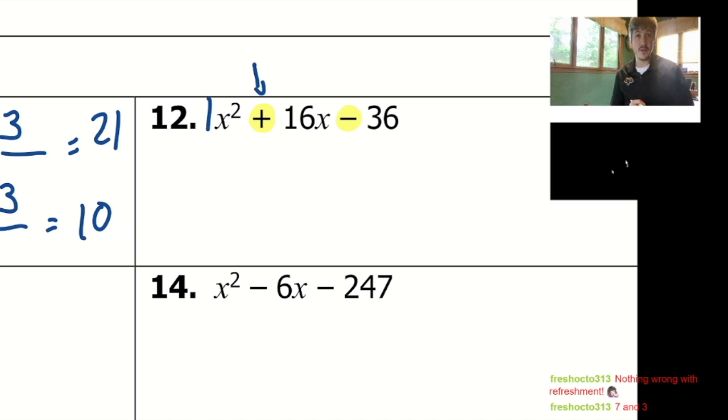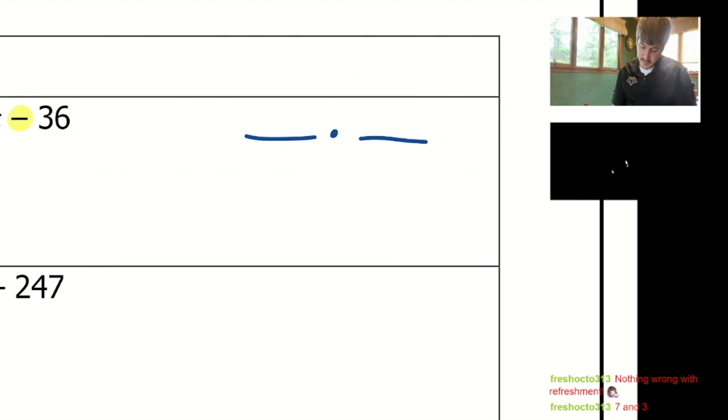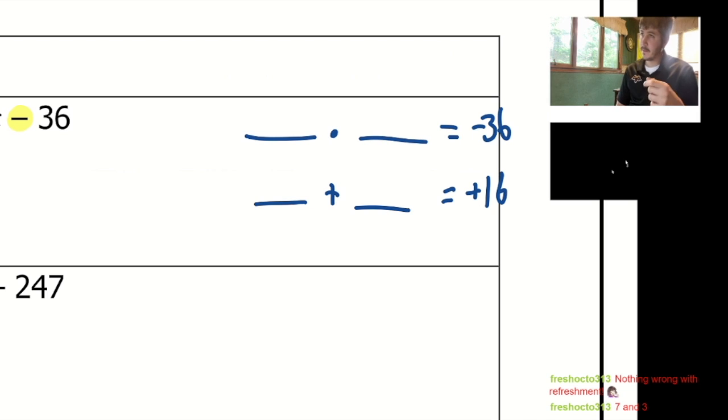And our A term is 1, so we can factor like normal. So two numbers that multiply into negative 36. Two numbers that add into positive 16. And like I said, there's going to be a positive number, there's going to be a negative number. So I like to figure out the multiplication one first, because multiplication is kind of limited. You have 6 and 6, which is 36, but 6 plus 6 is not 16 or negative 16, so it can't be that. So what do we have?